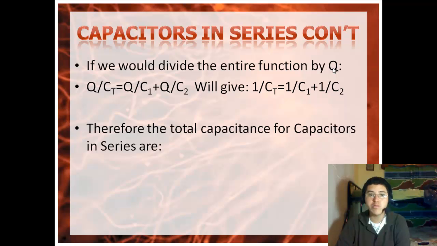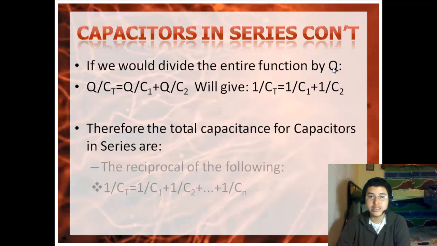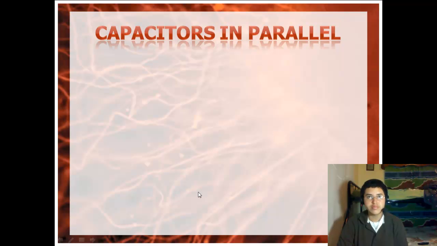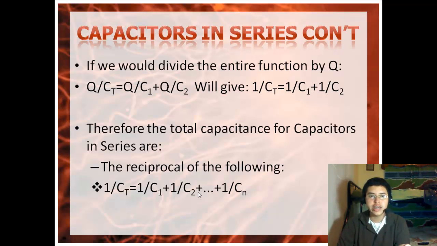Therefore, a general function would be, for capacitors in series, the total capacitance is the reciprocal of 1 over the first capacitance plus 1 over the second capacitance until we have all the capacitances covered. Or it will be the reciprocal of the function shown.